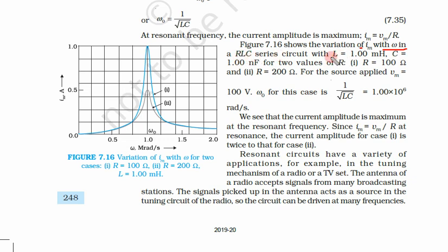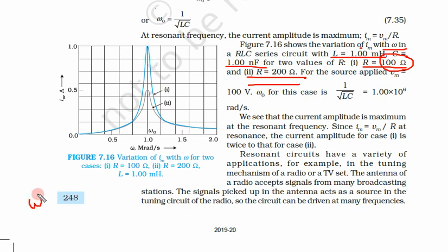Here the quantity L is equal to 1 millihenry. Capacitance is not written here, but C is equal to 1 nanofarad, for two values of R. So what are the values? R is equal to 100 ohm and R is equal to 200 ohm. Let us see how they have calculated this frequency.